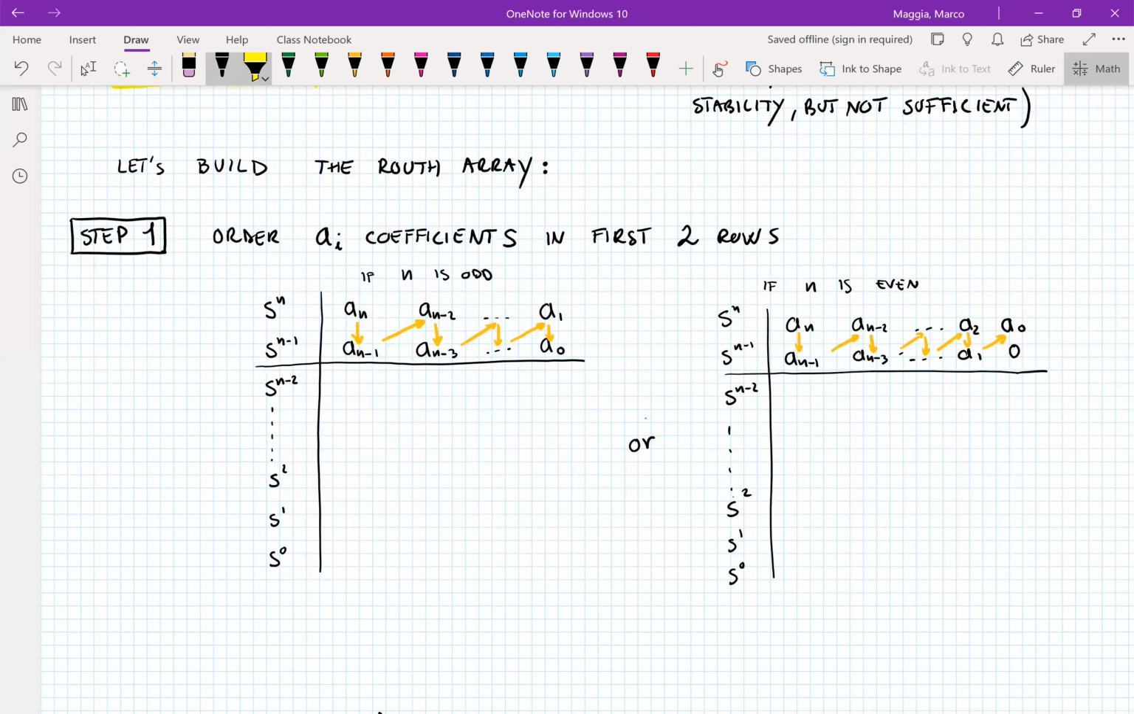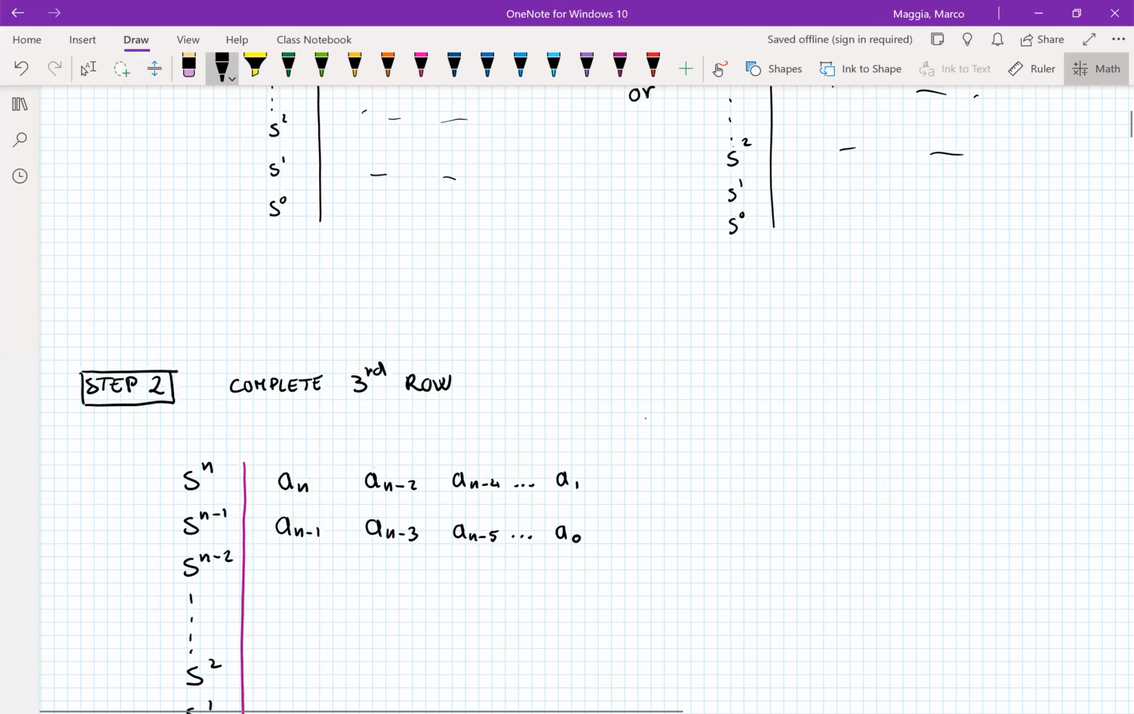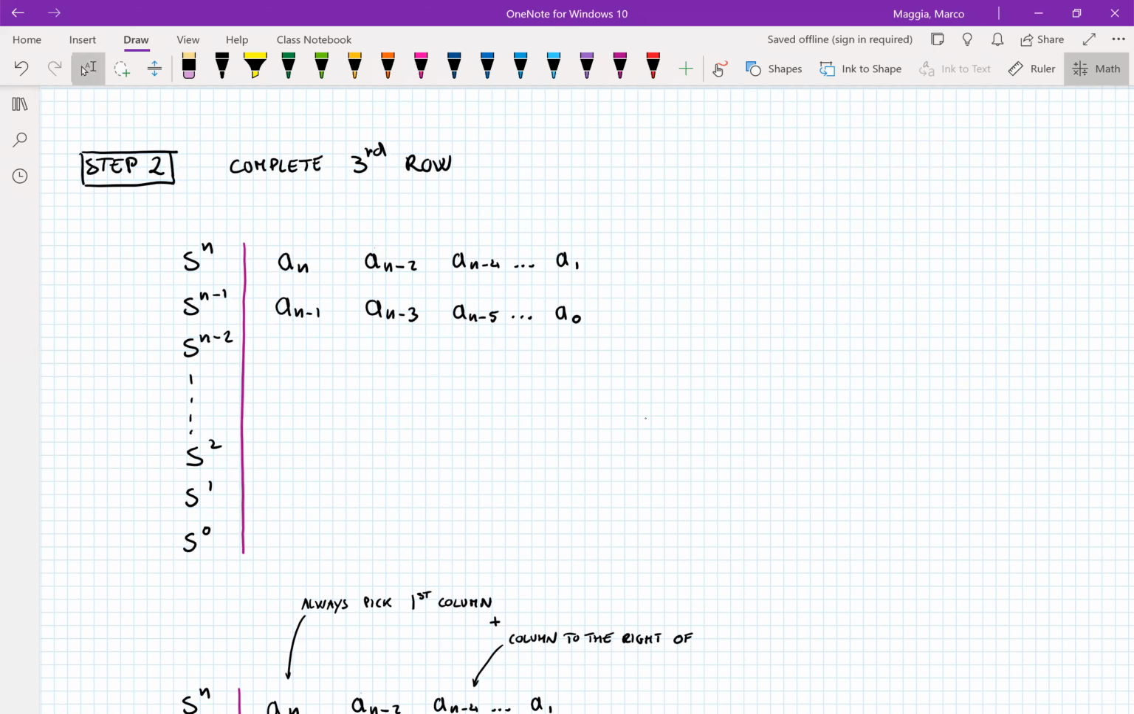Now it's time to fill the rest of the table. So let's go to step 2 and see how this is done. Once we've written down the coefficients on the first rows, and here I'm considering the case in which n is even, so we have evenly distributed first two rows, now what we want to find first is this element over here: first column, third row.